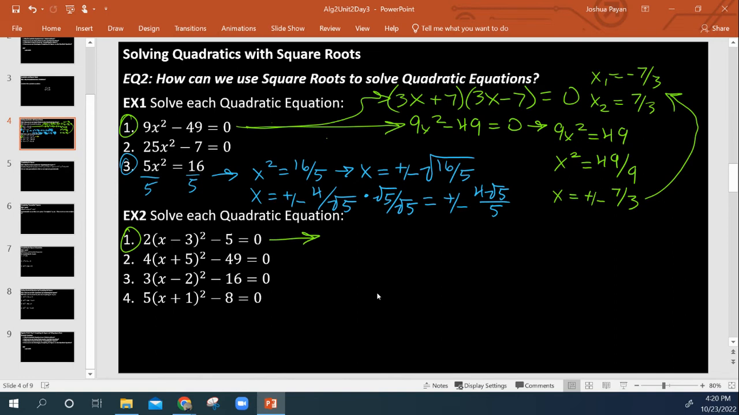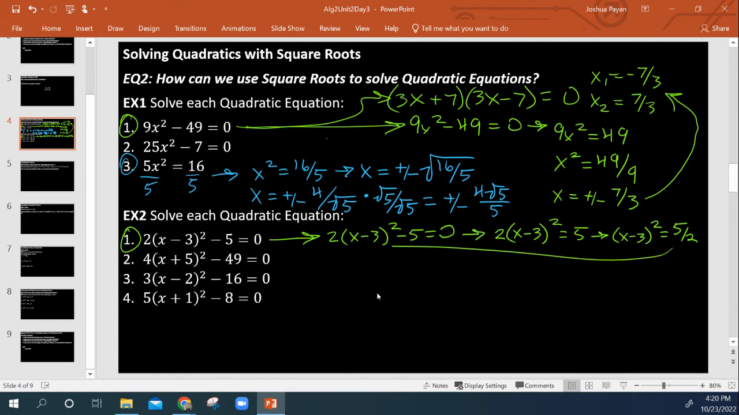So let me come over here, give myself some room. So 2 times x minus 3 squared minus 5 equals 0. So I'm going to add 5 to both sides. So now I've got 2 times x minus 3 all squared equals 5. Then I divide by 2. So now I've just got x minus 3 all squared equals 5 over 2. Then I take the square root of both sides. So I'm going to come down over here where I've got some more room. So I'm going to have x minus 3 is equal to, and remember, every time we take a square root, right, it's positive or negative.